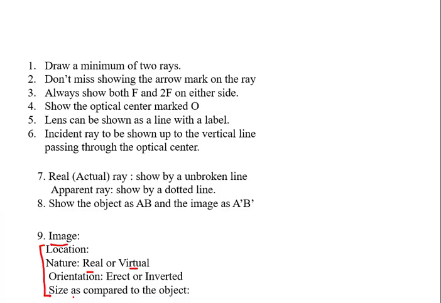And then we should also mention the size of the image as compared to the object. So we could write that it is smaller than the object, or we sometimes use the word diminished. Diminished would mean smaller than the object. Sometimes we will say it is equal, that means equal to the size of the object, and enlarged, or we use the word magnified.